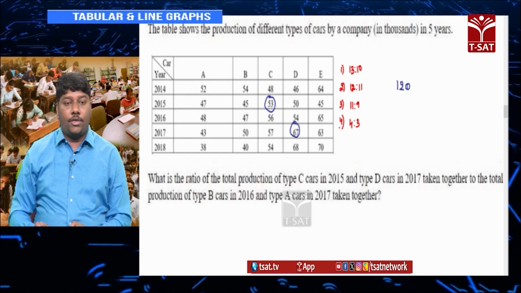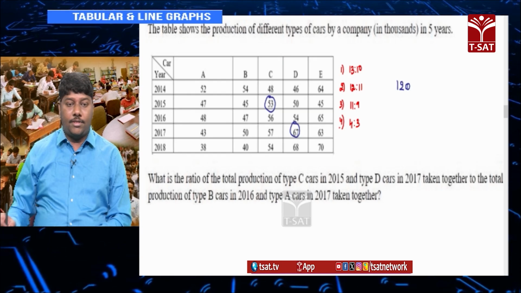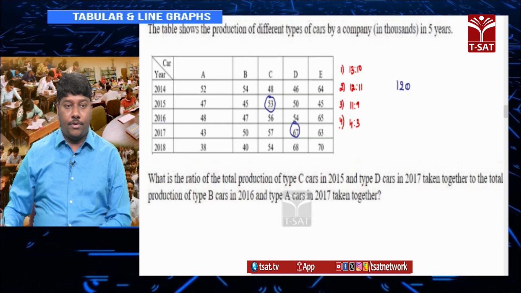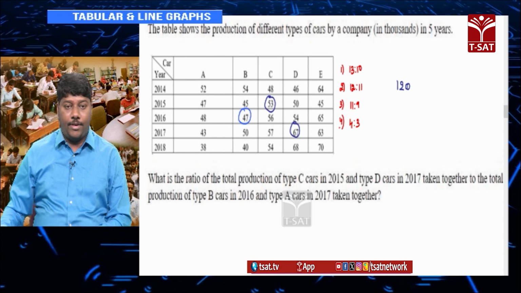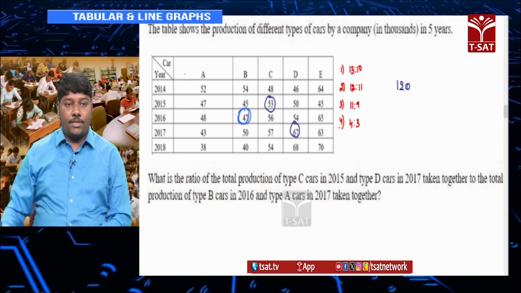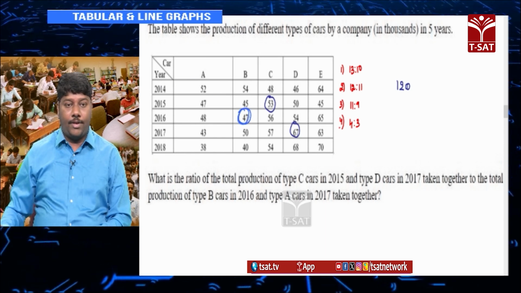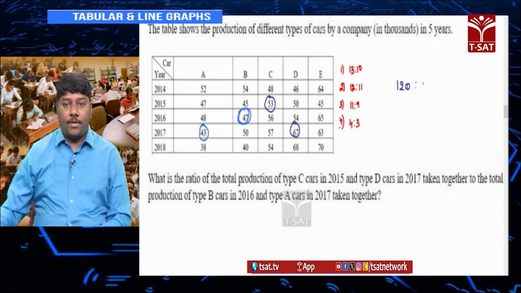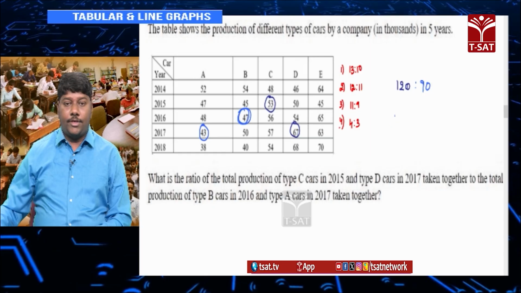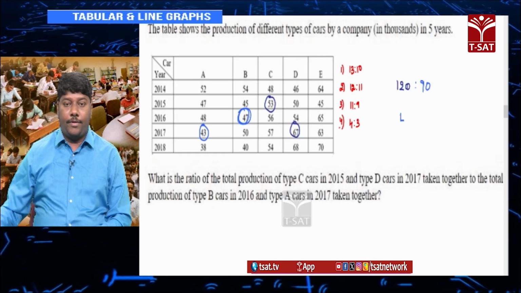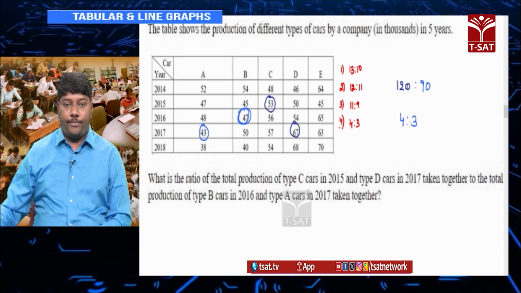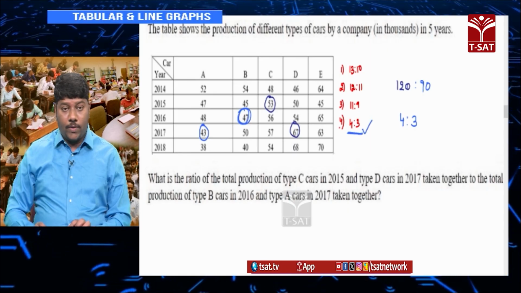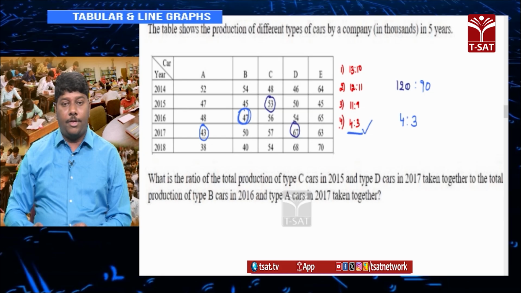Now, taken together to the total production of type B cards in 2016. Look at 2016 and type B, it is 47, and type A cards in 2017 is 43. 47 plus 43 is 90. Look at the ratio, cancel 0 and 0, and you can cancel it in the table of 3. Therefore, you can say it is 4:3. So the answer is 4:3 here. Very simple, but looking at the data in the given time is very, very important.